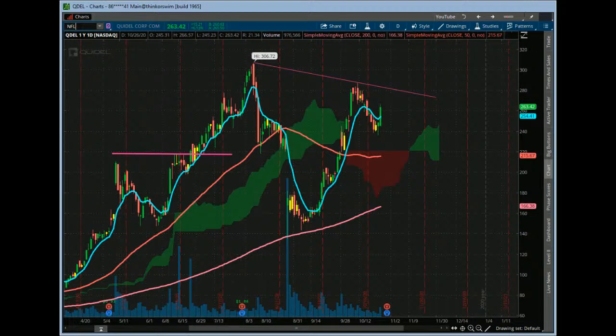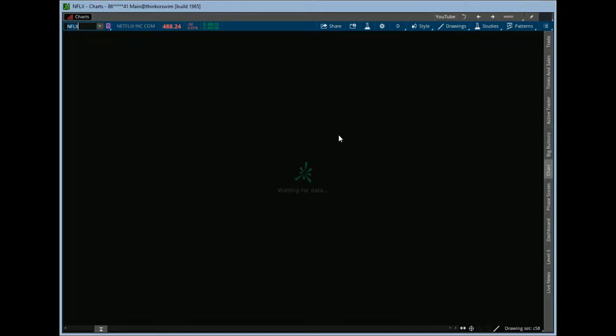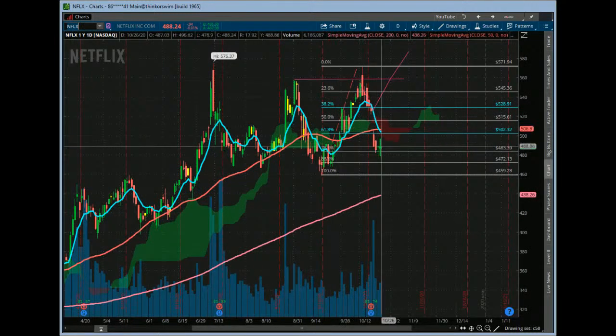Let's take a look at Netflix. Outside day today. Okay, so outside doji. It's kind of like, which way is it going to go? Keep an eye on these levels right here. Outside days sometimes can be like inside days for moves. It's basically just saying, I don't know if I want to go up.